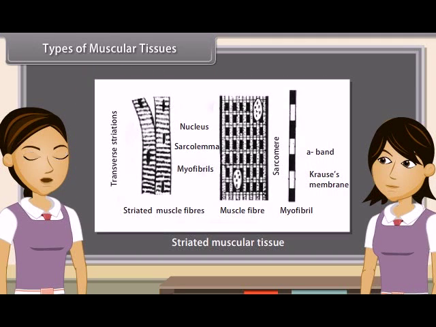Striated muscles are found in limbs, tongue, abdominal wall, pharynx, and esophagus. They have alternate light and dark bands of striations. They are long, cylindrical, unbranched, and multinucleated. These muscles move when we want them to move, so they are also called voluntary muscles.